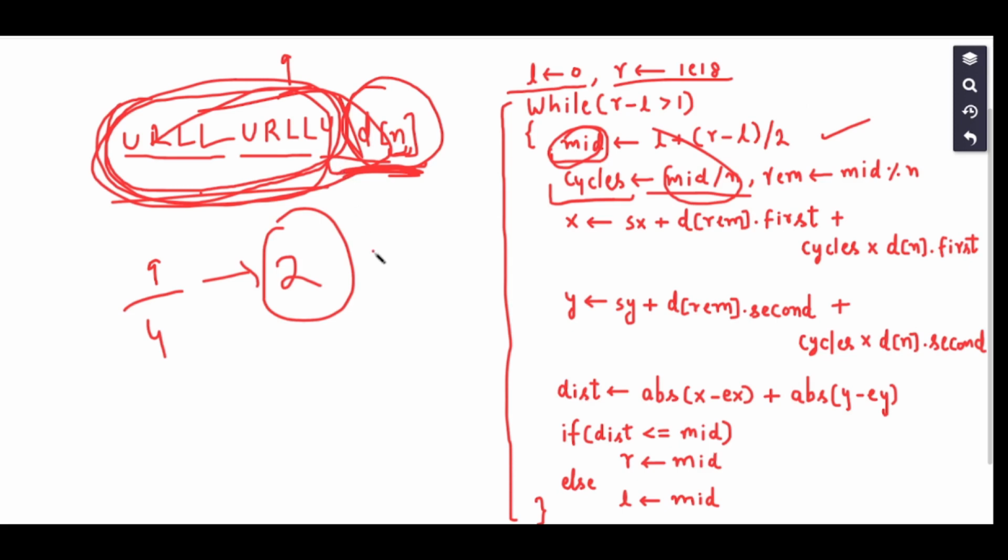Then we have extra days, represented by n modulo 4, when the ship will move, which is calculated by this variable rem, mid modulo n. Now I have the number of cycles. Now I have the total number of days in which my ship is moving. I will calculate the final position. This is the initial position of the ship, the x position. This represents the position of the ship in these remaining days due to the wind.